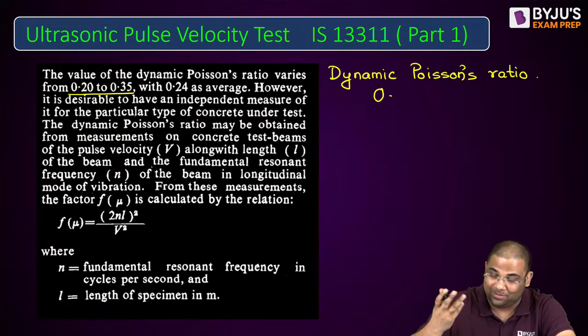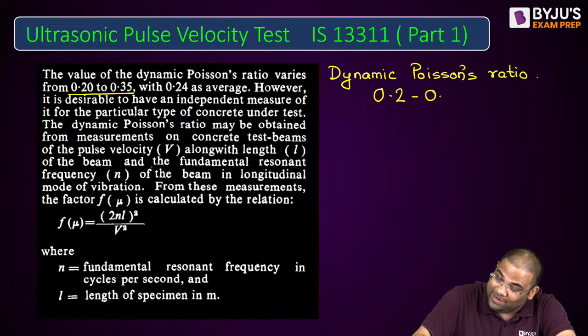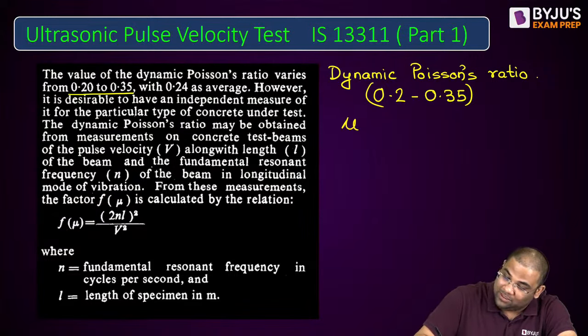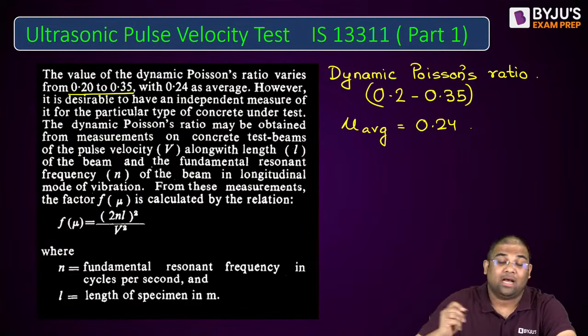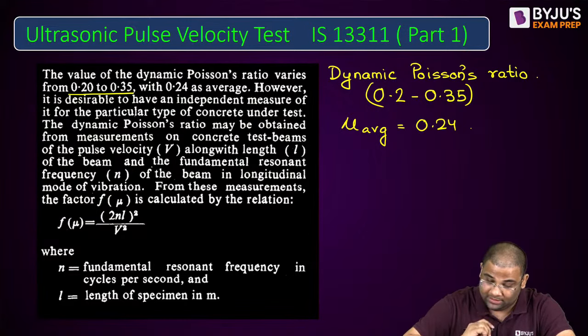So you can see the dynamic, not viscosity, I told it by mistake, I might have said viscosity sometimes. It's not dynamic viscosity, it's dynamic Poisson's ratio. It ranges from 0.2 to 0.35 with an average value of 0.24. Now these questions can be asked in the examination. Now you see another thing.